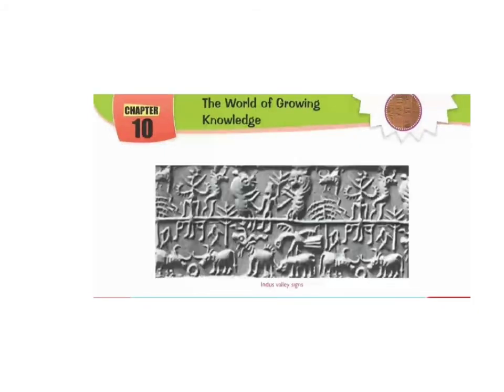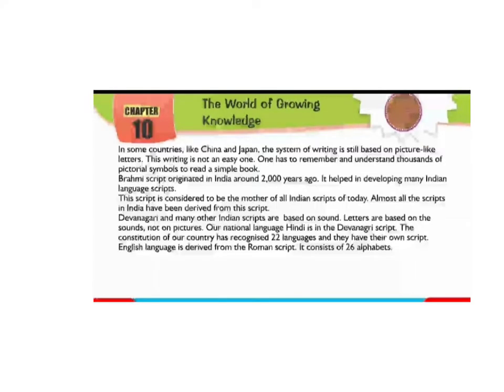Here you can see the Indus Valley signs. These symbols show how the people of the Indus Valley picturized different things on the walls. In some countries like China and Japan, the system of writing is still based on picture-like letters. This writing is not an easy one. One has to remember and understand thousands of pictorial symbols to read a simple book. That means in today's world, in China and Japan, these picturized letters are still in practice, and people have to understand and remember the symbols before they can read a book.